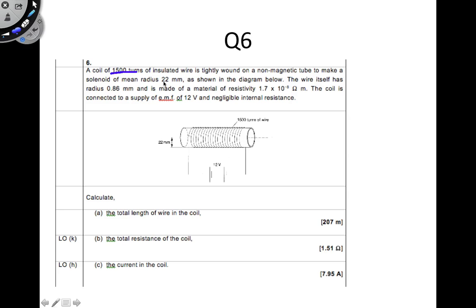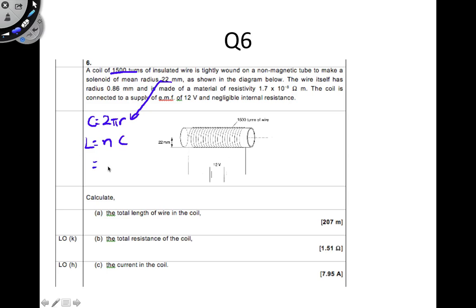The radius is 22 mm. So if you can work out the circumference of the tube, I can easily work it out by C equals 2 pi r, and r is equal to this 22 mm here. And then to find the total length, I just take the number of loops multiplied by your circumference.